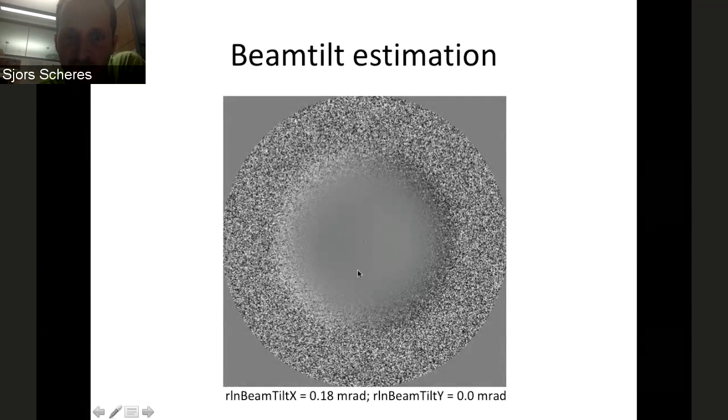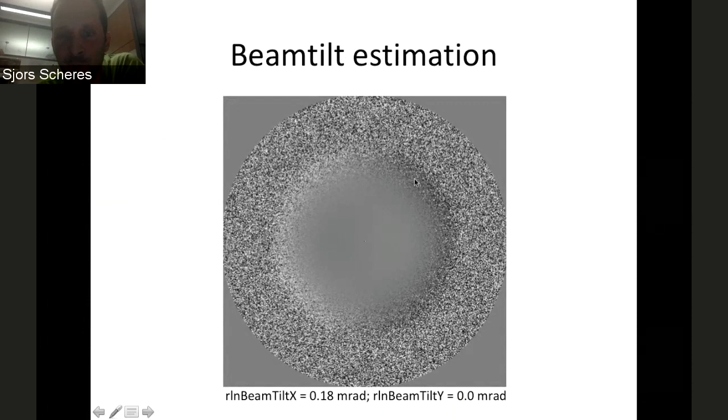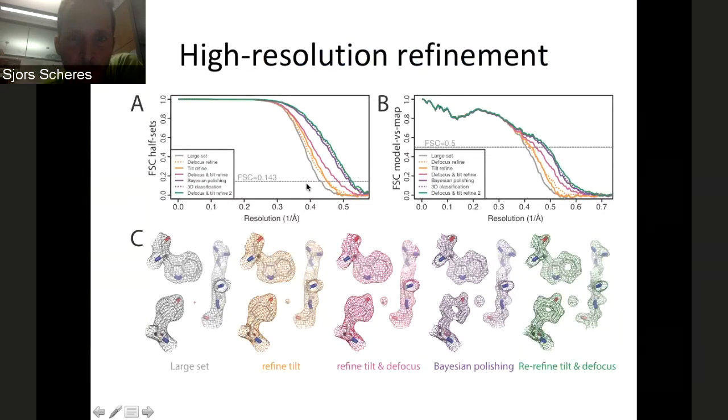Surprisingly to us, this data has a significant amount of beamtilt. There's about 0.2 millirads in the x direction, and you can see that here in this pixel phase difference plot that Jasenko's program writes out. So there's systematic negative differences on one side and positive differences on the other side, which is a clear sign of beamtilt. So this is one of the reasons why we could improve on resolution. Sriram used per-particle astigmatism in his atomic resolution paper, and we think that might have been partially describing the effects of beamtilt there.